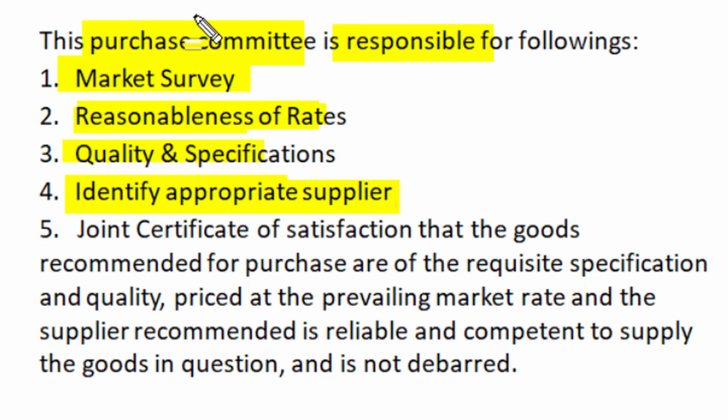And in the end, the purchase committee is responsible to produce a joint certification of satisfaction that the goods recommended for purchase by the purchase committee are of requisite specification and quality, and the price quoted for that product is as per the prevailing market rate, and the suppliers which they have recommended are reliable and competent to supply the goods which are required, and those suppliers are eligible and not debarred by any other organization for similar types of supplies.